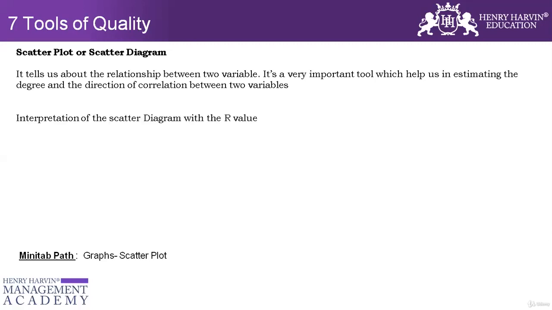We can interpret the scatter diagram with the R value. There is an R value that is calculated using a certain formula, which we can do with the help of a scatter plot.